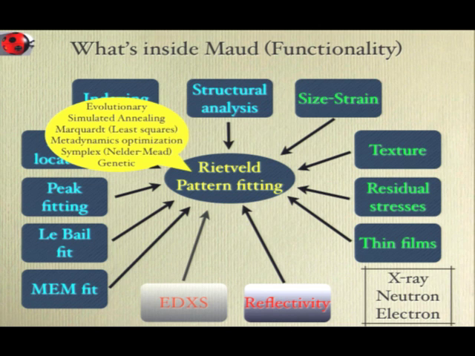Actually, the one I like more, I forgot to put in. There is a hybrid method. Someone described it as a genetic algorithm combined with the Marquardt least squares, and it is very efficient.